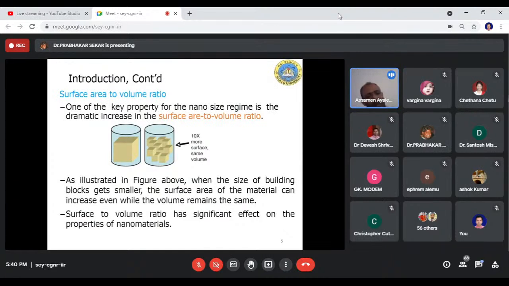So when the size of the materials becomes very small, the surface area to volume ratio increases. Due to this property, we can have many different properties of the material that can help us use it in different technological applications.